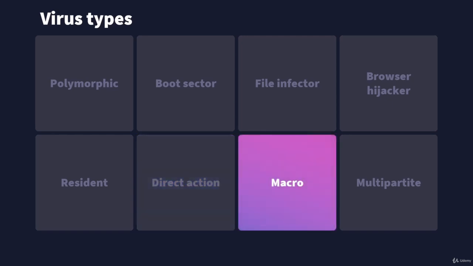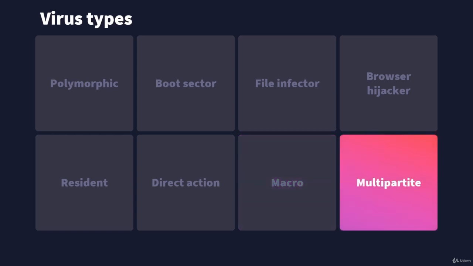Yet another type is the macro virus. Macro viruses are written in the same macro language used for software applications such as Word, PowerPoint, or Excel. This type of virus spreads when the victim opens an infected document, which is often spread via email attachments. Last on our list is the multipartite virus. This kind of virus infects and spreads in multiple ways. For example, such a virus can infect both document files as well as operating system files.